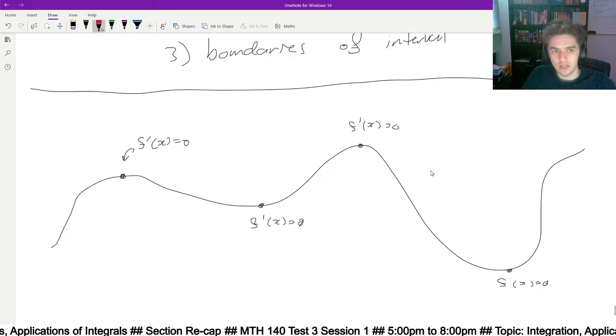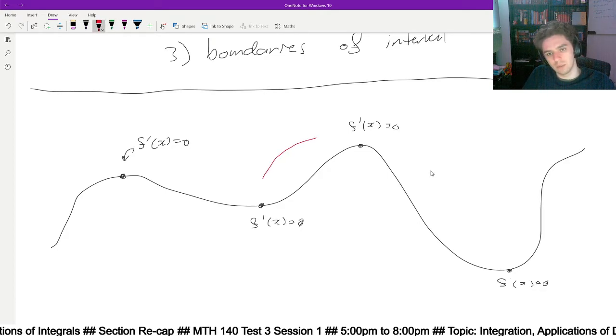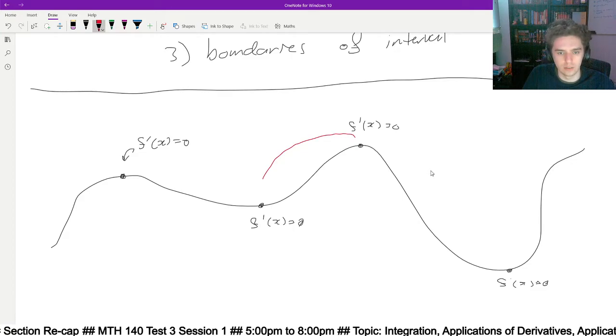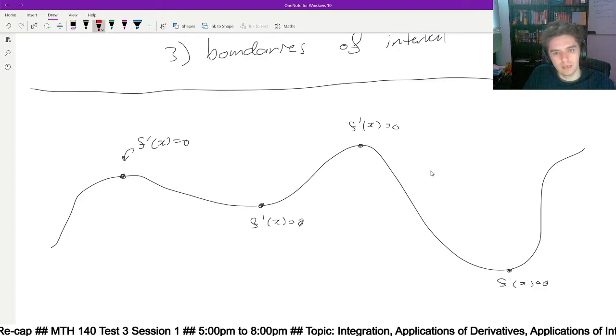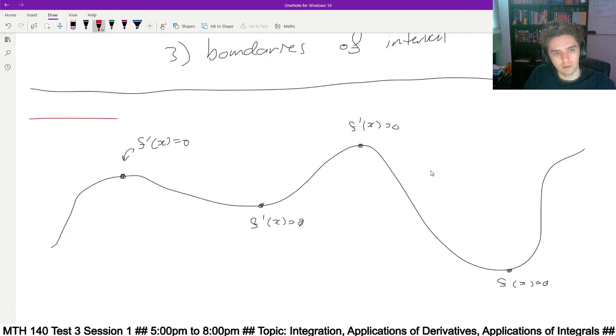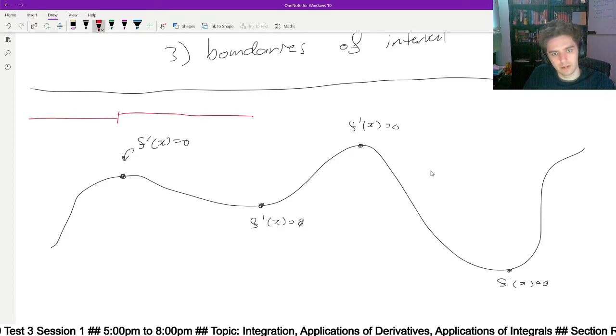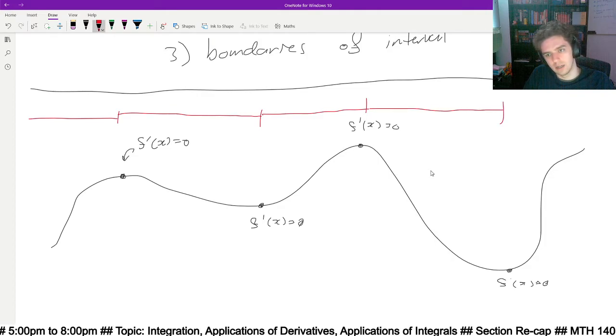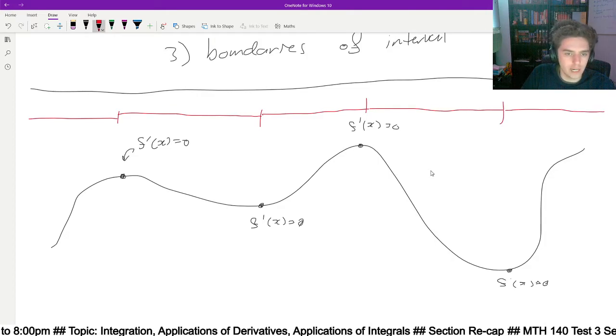In between these ranges, it can only be either positive or negative. It won't switch from positive to negative because it would have to pass through 0 to do that. So we've separated our function into a couple ranges, from here to here, here to here, and so on. So let's just check any point in here.